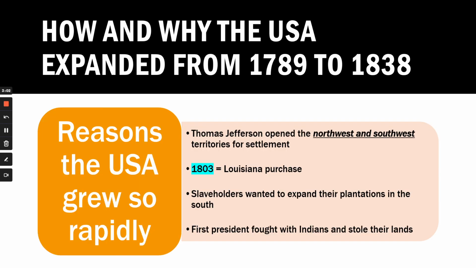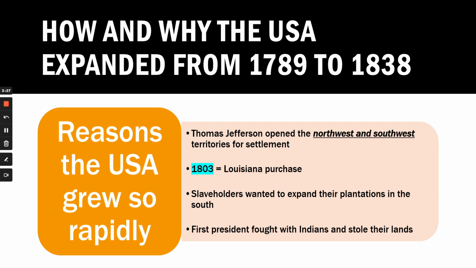So the reasons why the USA grew so rapidly was because one of the early presidents, called Thomas Jefferson, opened the Northwest and Southwest Territories. This meant that cotton production in the South was increased and production of cotton products in the North was increased because of these territories that were opened.